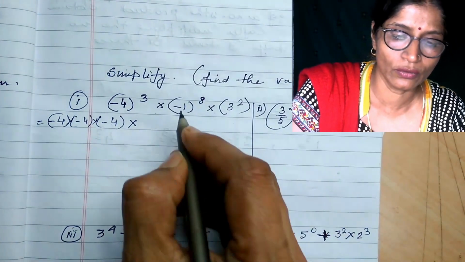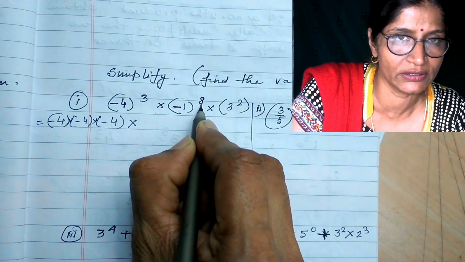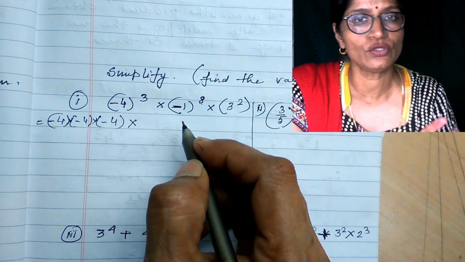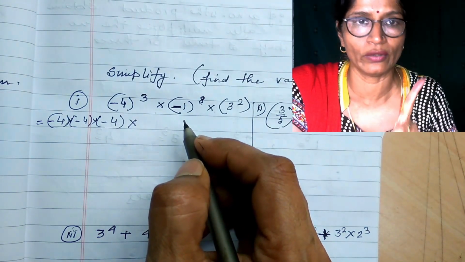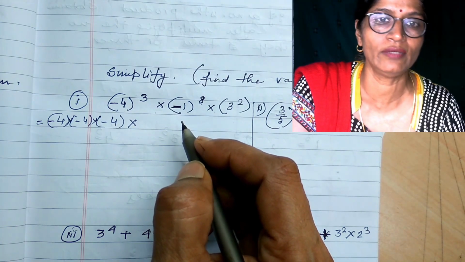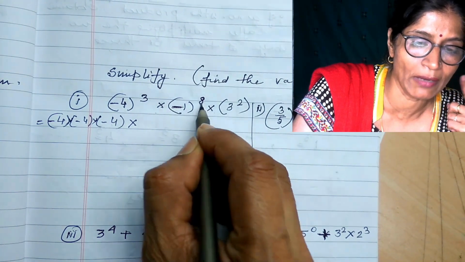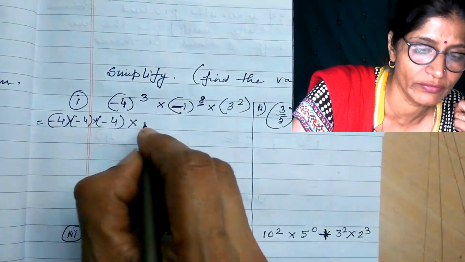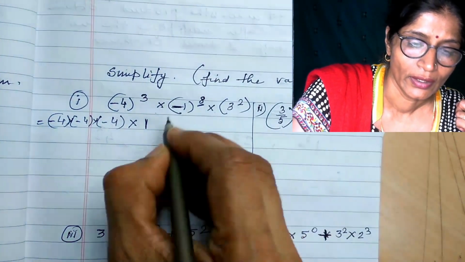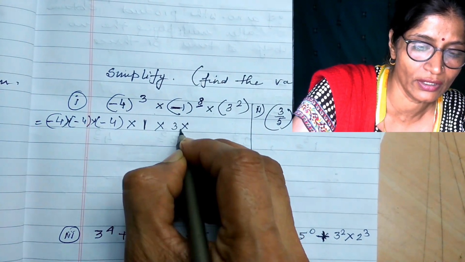What I said to you: when minus is there and the power is an even number, then minus 1 multiplied by itself any number of times is 1 only. Since it is minus and the power is even, your answer will be 1 here. Then into 3 square means 9, either you write directly or you write 3 into 3.